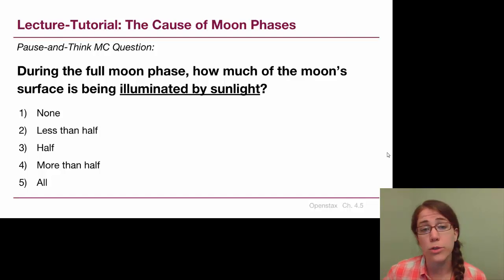During the full moon phase, how much of the moon's surface is being illuminated by sunlight? So pause the video and read through the options and think about what you would pick.